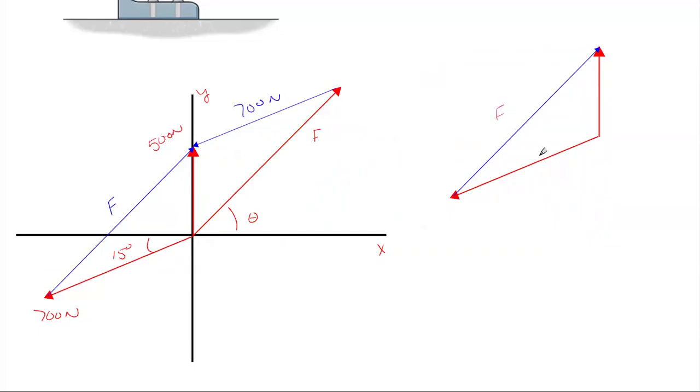And we have our force F. This is our 700 Newton side, and this is our resultant, which is 500 Newtons. If we were to put our X and Y axis here, we would say that this is 15 degrees right here, and this is 90 degrees right there because of the X and Y. So looking at this triangle, because of the 90 and the 15, this interior angle is a total of 105 degrees, which is important to understand.